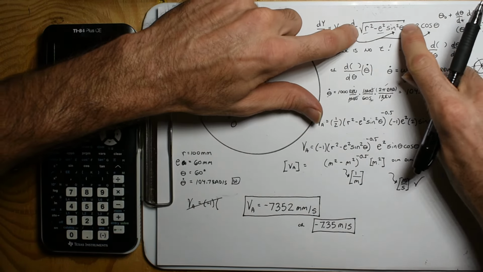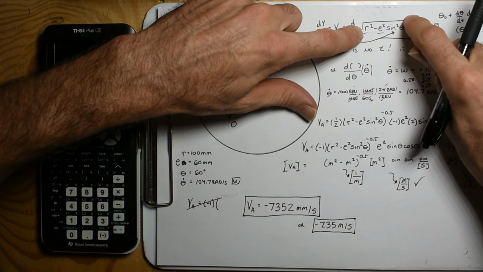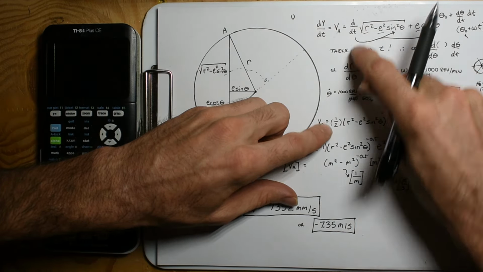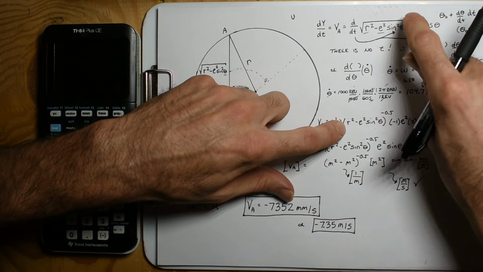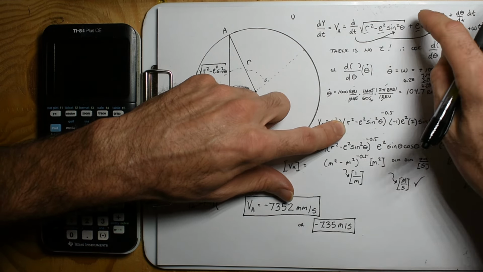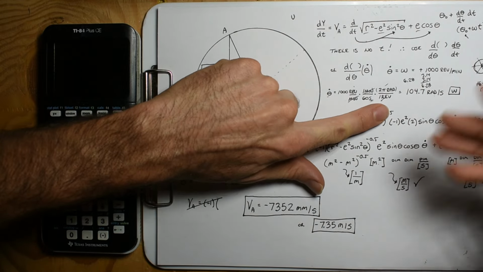Visually, I can see this is something to the 0.5. I'm going to bring down that 0.5, that's where I get this, and then I have to take that something and drop the power, so it's going to go from 0.5 to negative 0.5. Okay, sweet. How easy is this?